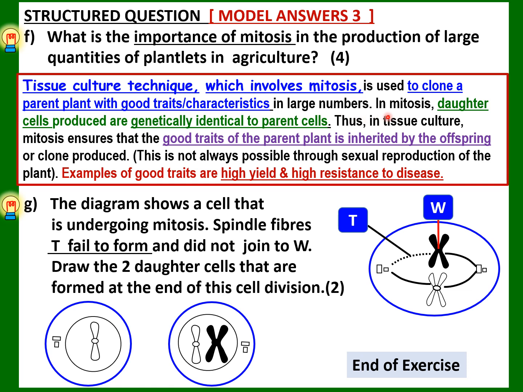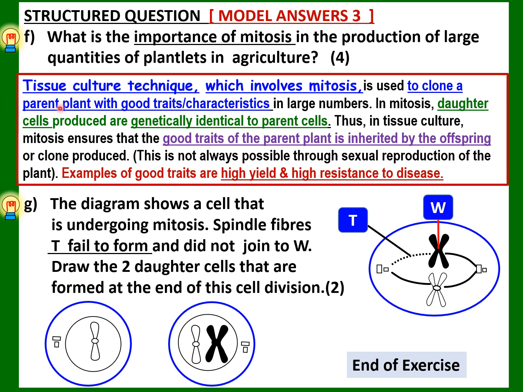Okay, so now the main importance of mitosis here is that it has an important characteristic, that is, daughter cells produced are genetically identical to parent cells. So if we carry out tissue culture involving mitosis, mitosis will ensure that the good traits of the parent plant are inherited by the offspring, that means by the plantlet or the clone formed. So a clone is an offspring that is genetically identical to the parent plant, 100% identical to the parent plant. And this can only happen if we allow the clone or the plantlet or the offspring to be produced through mitosis, not through sexual reproduction, but through mitosis.